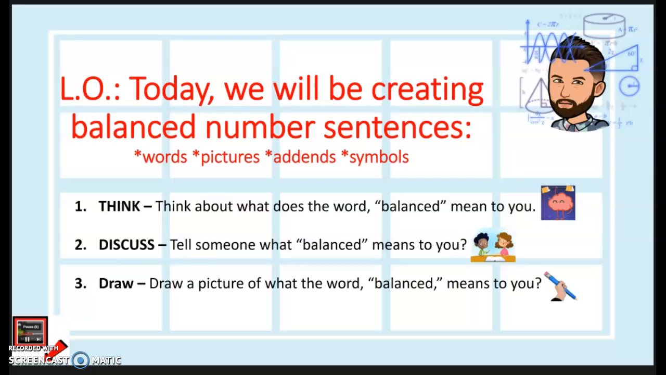Alright, today we're going to be creating those balanced number sentences. We're going to be using words, pictures, add-ins, and symbols. But first, as always, I want you to think about that word balanced and what it means to you. Then tell someone what it means to you. And then third, come back to your journal and draw a picture of what that word means to you. If you can, go ahead and write a sentence or two about it as well. Pause this video, get those 3 things done, and then come back to me.